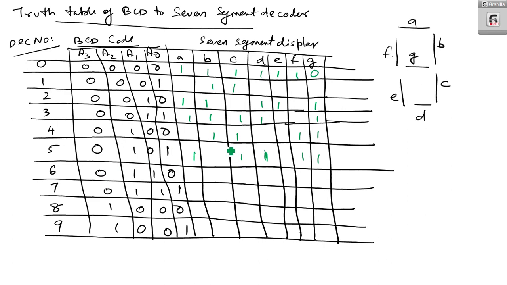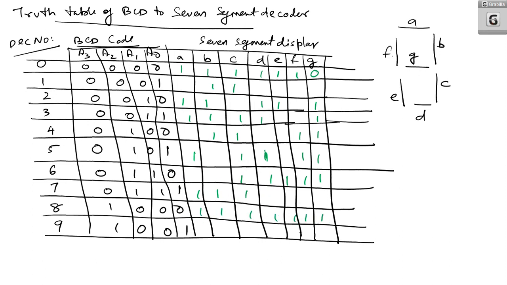Okay. So for 6, F should be on, G should be on, and then E, C, and D should be on. Now coming to 7, A, B, C are on. To display 8, all are on.